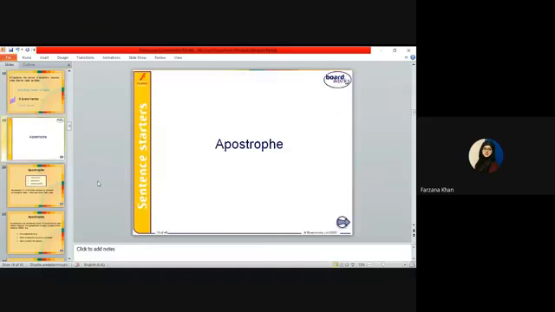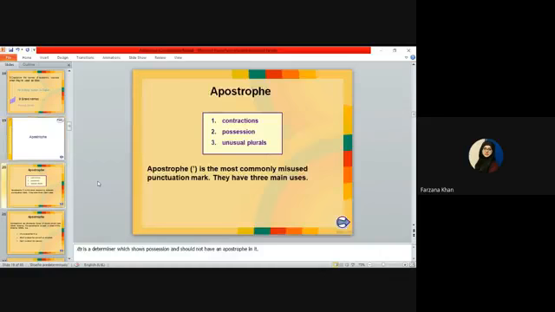Well, the next punctuation mark is the apostrophe. Let me tell you what an apostrophe is and what the uses of the apostrophe are. How can you use the apostrophe in your writing? The apostrophe basically shows possession. Here you can see the mark of the apostrophe. It is here.